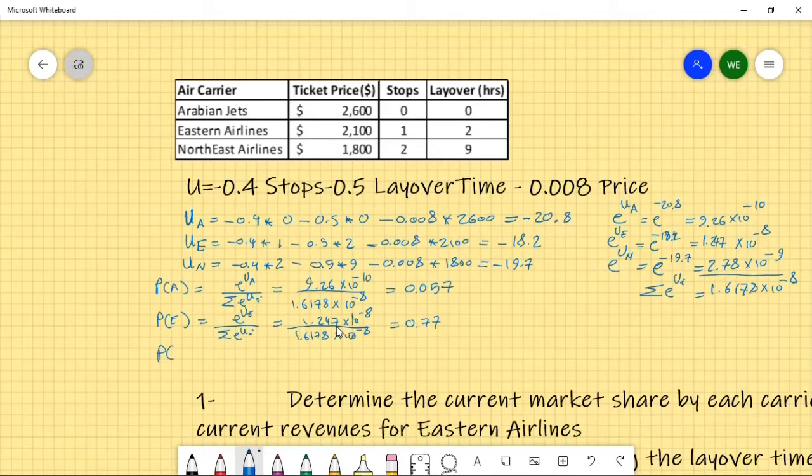And P of Northeast Airline. So we have E to the power U N divided by summation of EUI equal how much? 2.78 multiply 10 to the power minus 9 divided by 1.6178 multiply 10 to the power minus 8 equals 0.171. 0.17. Yeah. Yes.